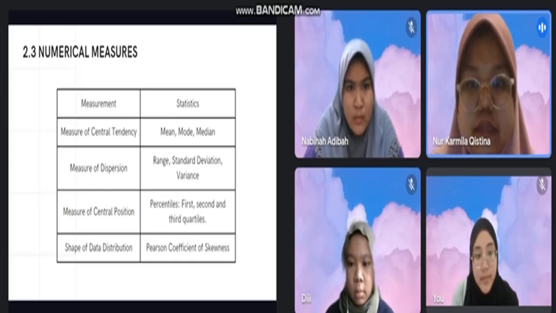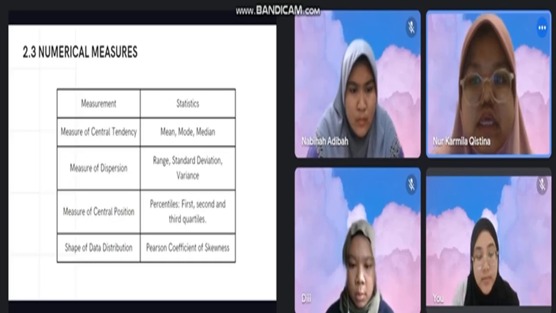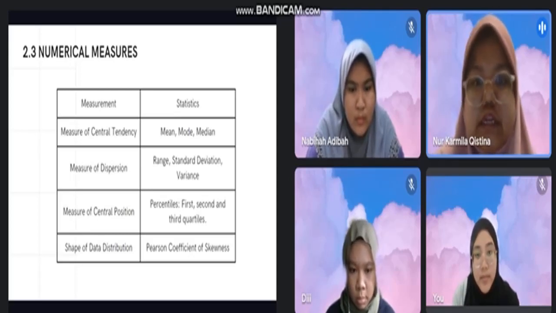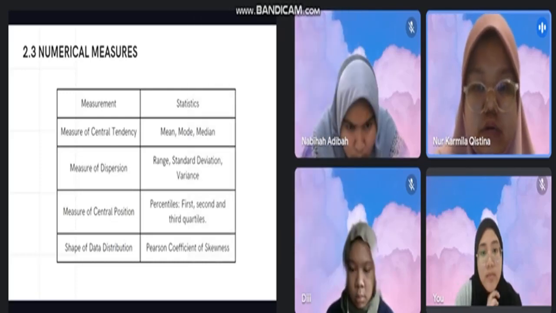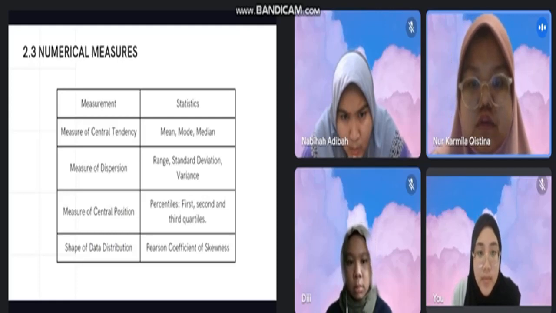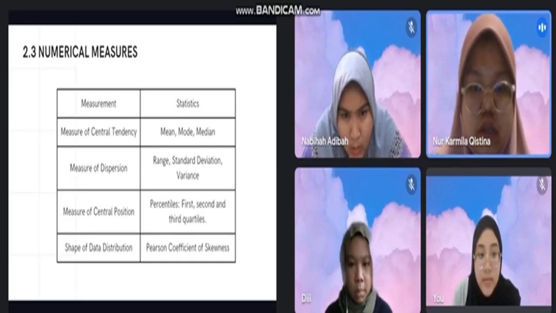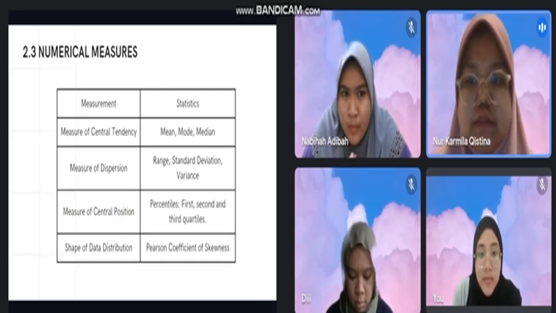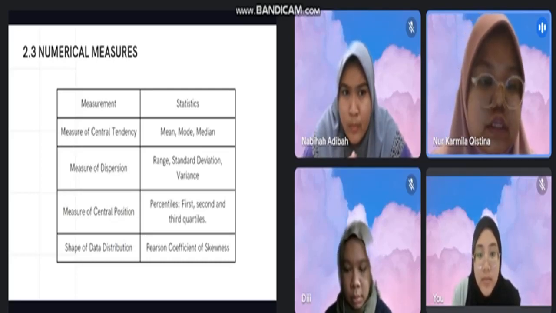The degree of variability must thus be known in order to characterize data. The dispersion measurement provides this information. For this measure of dispersion, range, standard deviation, and variance are employed. Ordered data collection is separated into 4 equal halves for position measurement using quartiles. The first, second, and third quartiles, designated respectively by the letters Q1, Q2, and Q3, are the values that divide each sector. Last but not least, the shape of the distribution is determined by the Pearson coefficient of skewness.